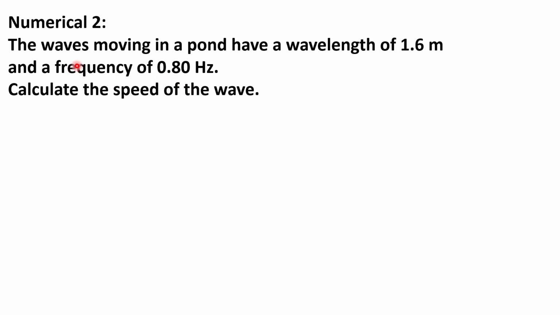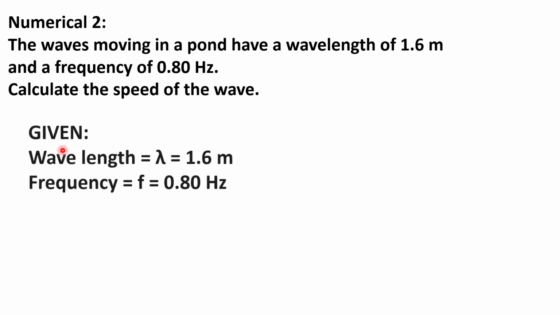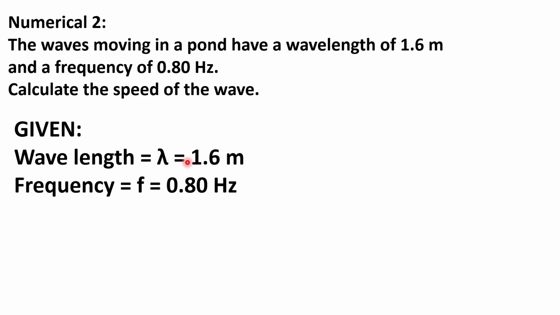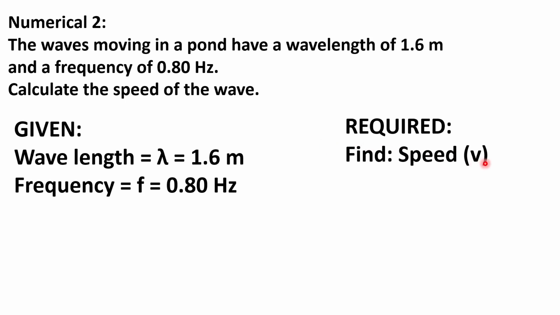So first of all, we will look for the given data in the question, and then we will look for the required data. So given data is wavelength, lambda, equal to 1.6 meter, as given in the question, and similarly frequency is given, frequency equal to 0.80 hertz, and we require the speed of the wave. So speed of the wave is represented by v.